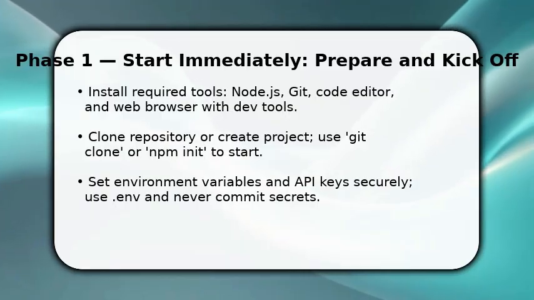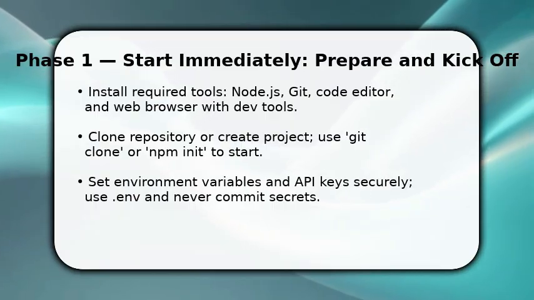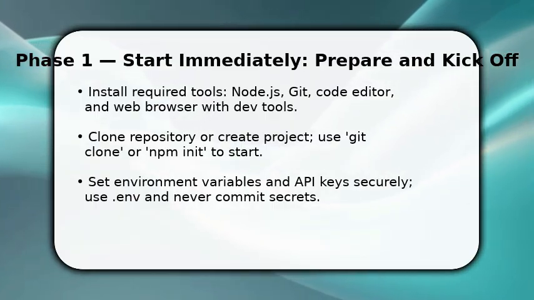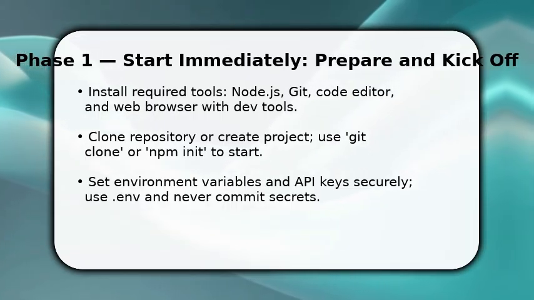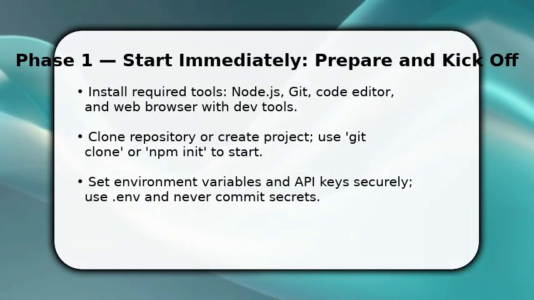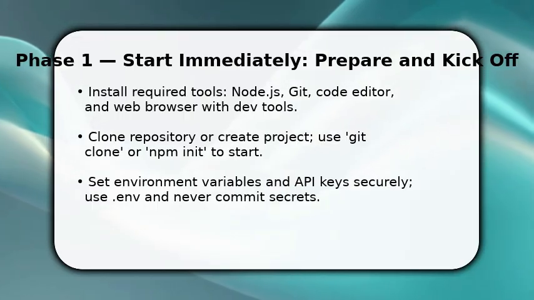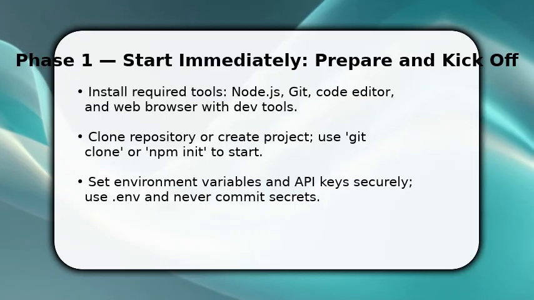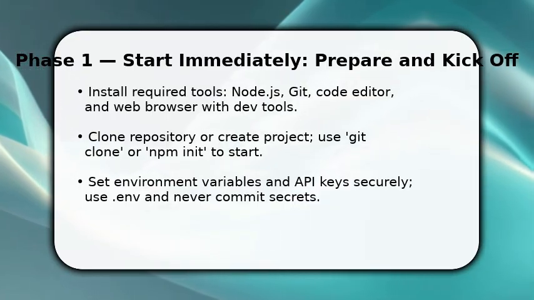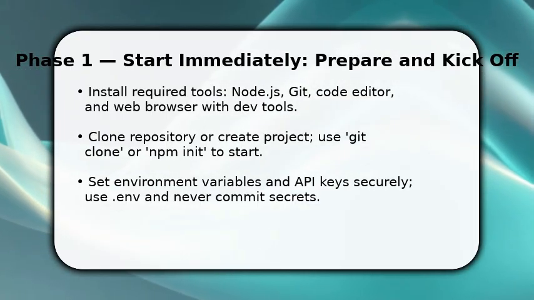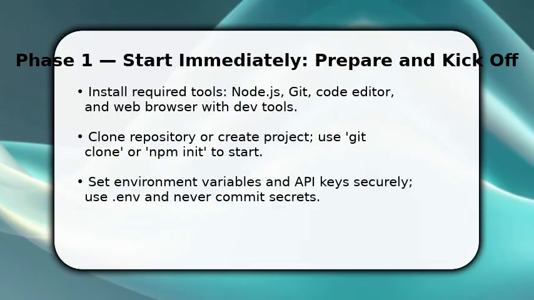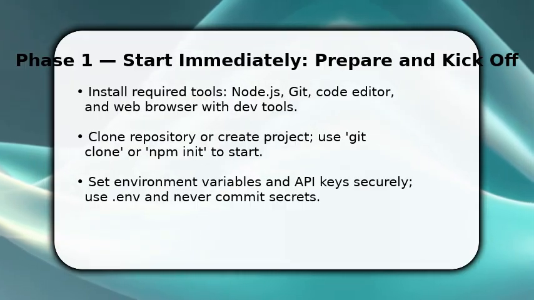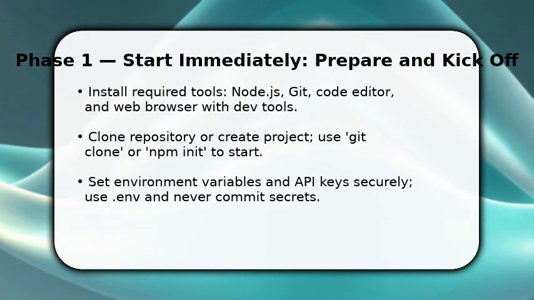You begin now, confirm Node.js and Git are installed, then open your project folder and initialize version control. Clone the repo or run npm init to scaffold files and install core dependencies with npm or yarn. Create a .env file for secrets and make sure .gitignore excludes it. Once done, open the app in your editor and run the development server. This immediately reveals errors so you can iterate fast and avoid wasted setup time.